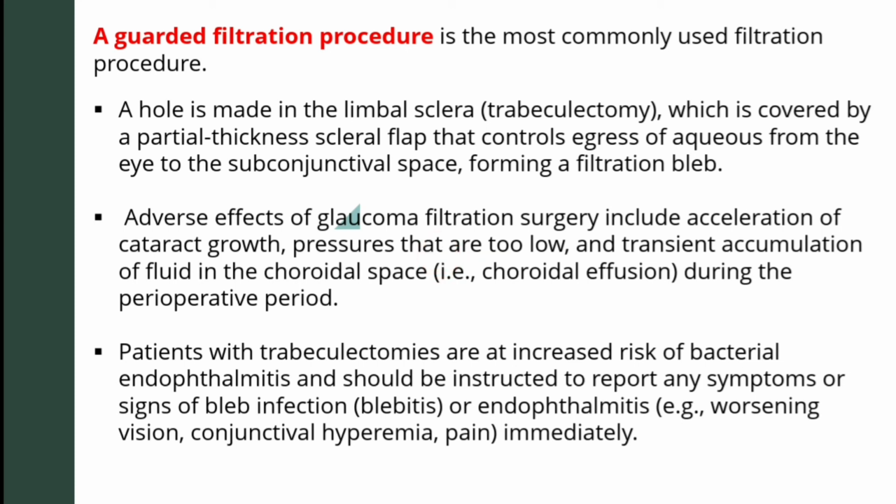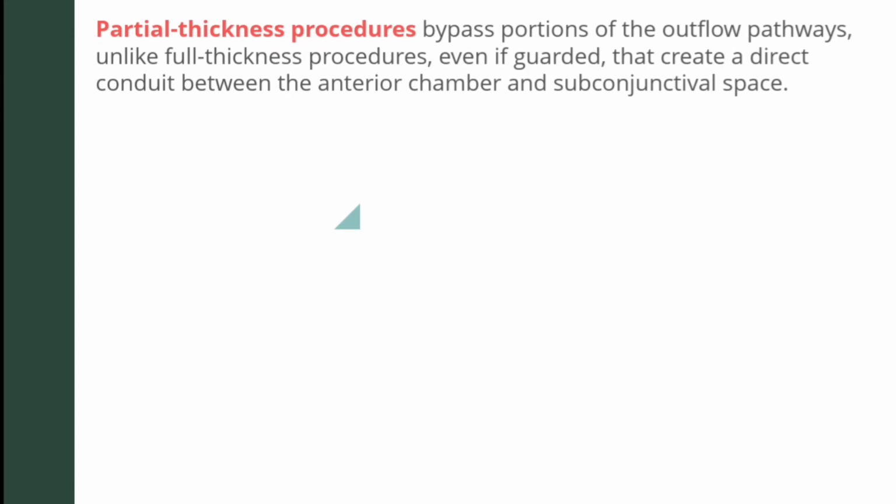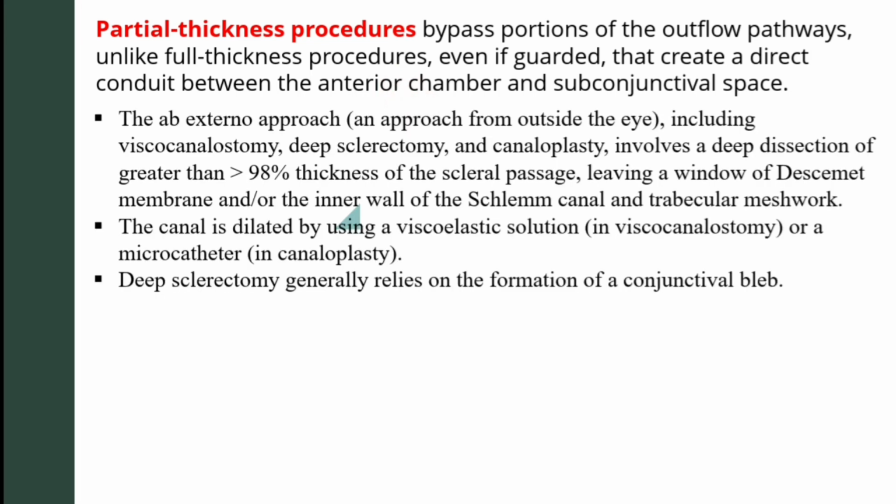Okay. And the second method is partial thickness procedures. Partial thickness procedures bypass portions of the outflow pathways, unlike full thickness procedures, even if guarded, that create a direct conduit between the anterior chamber and the subconjunctival space. So there are two methods: ab externo and ab interno approach.